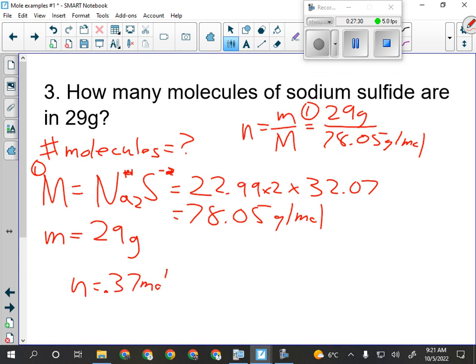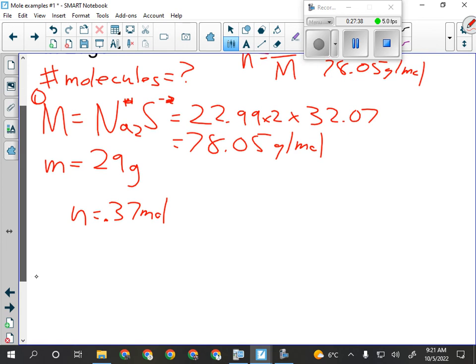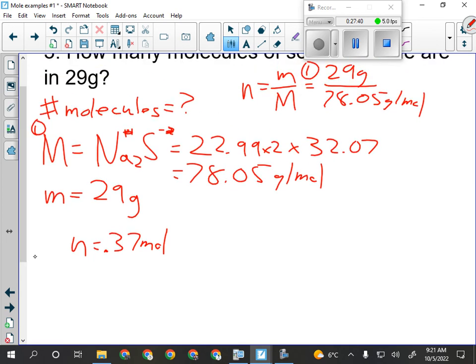Is it okay that that came out to a decimal? Yeah, it just means it's less than a mole. It's okay. So now I've got N. Now I want to get the number of molecules. If I was looking for the number of donuts in 3 dozen, I would take 3 and multiply by 12.